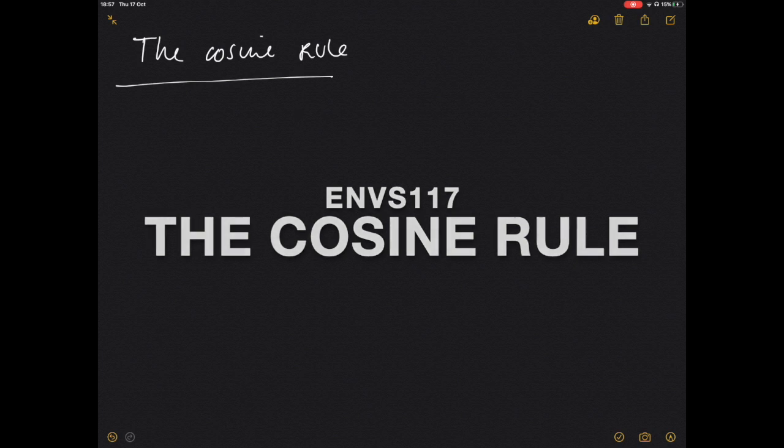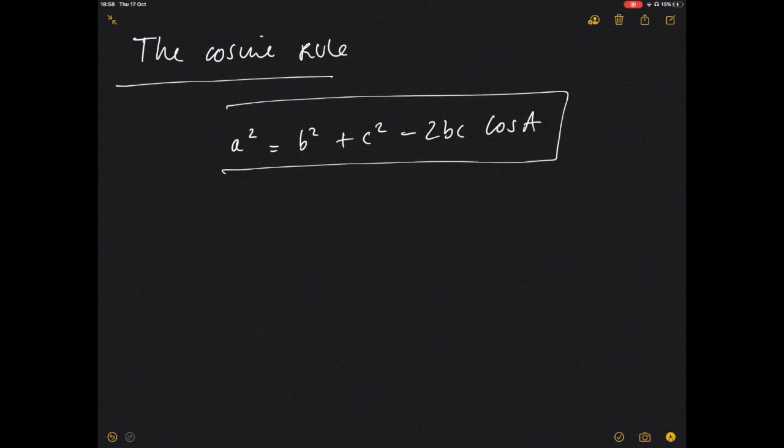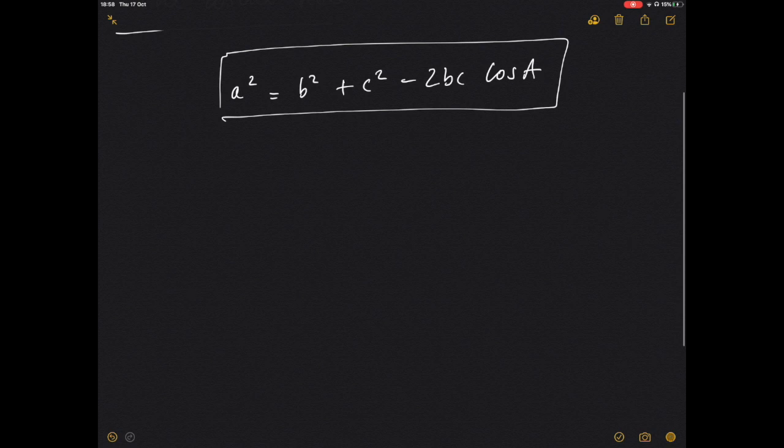The sine rule, for example, can only be used when we have one angle and the side which is opposite to that angle, as we showed earlier. So the cosine rule begins to fill in this problem. The cosine rule is a squared equals b squared plus c squared minus 2bc cos A. That is the basis of our cosine rule, and let's show you why.